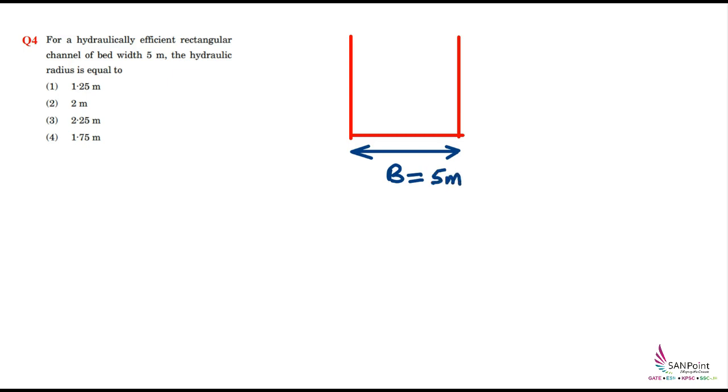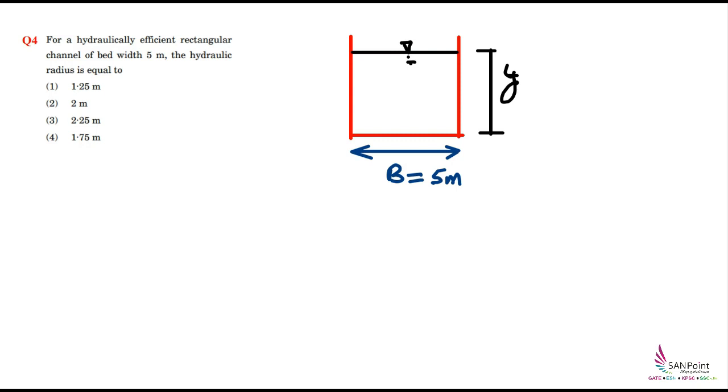Suppose the level of the water is up till the height y. So up till this point we are having the height of the water which is available, and this height is, say, small y. I am denoting it by small y. So now what they are asking is we have to calculate the hydraulic radius for this section, and the condition given is that it is a hydraulically efficient rectangular channel.